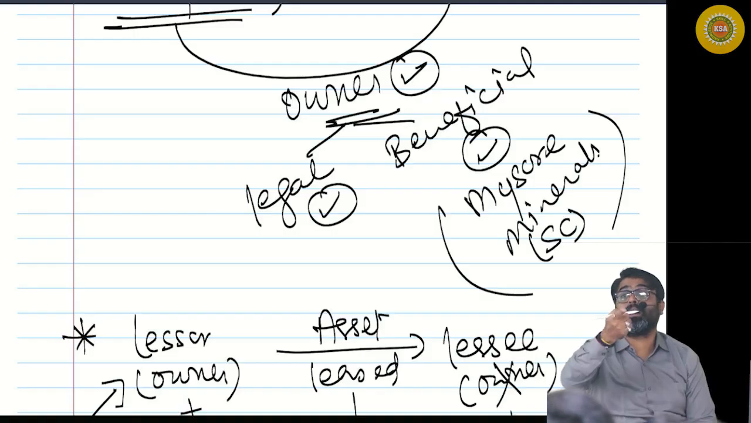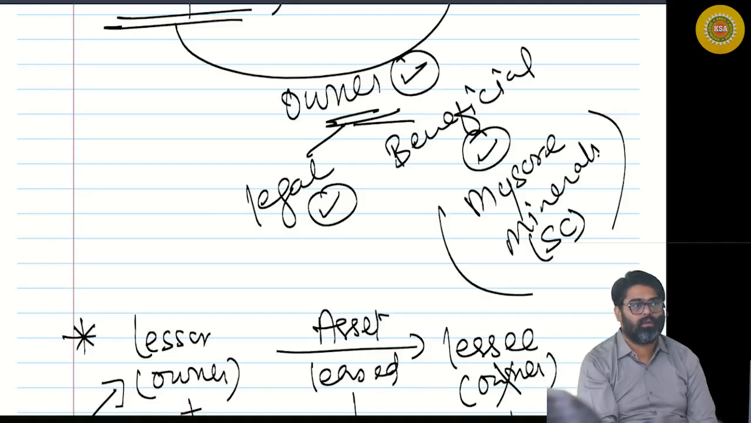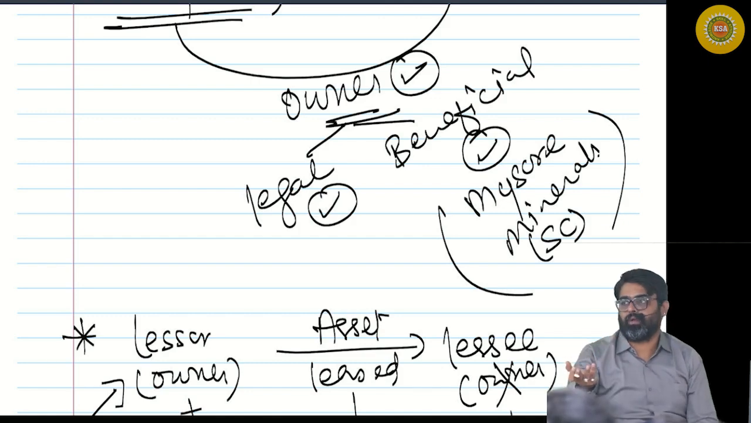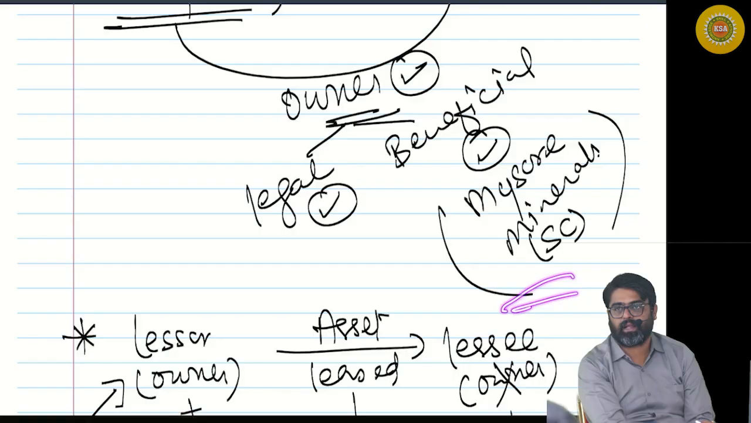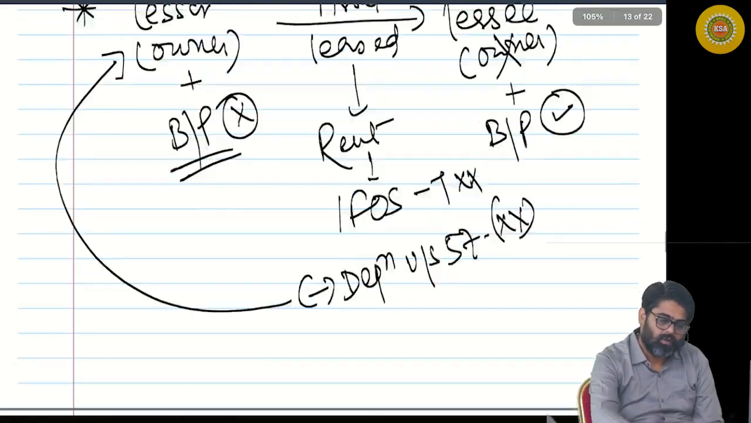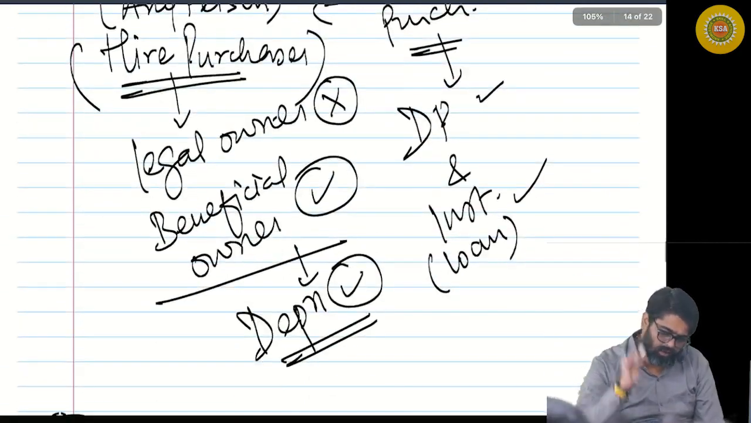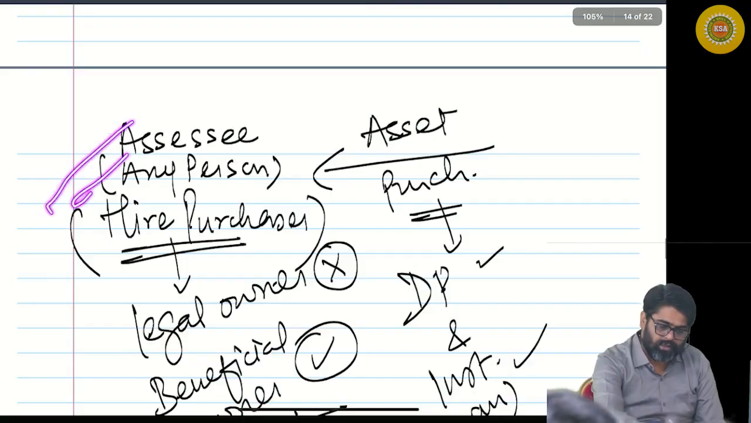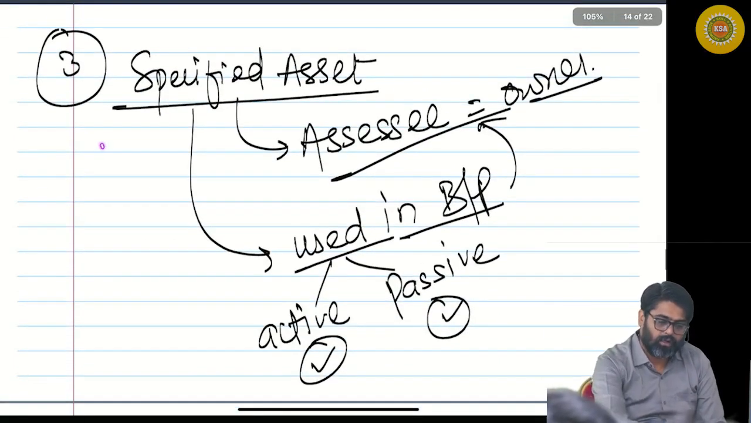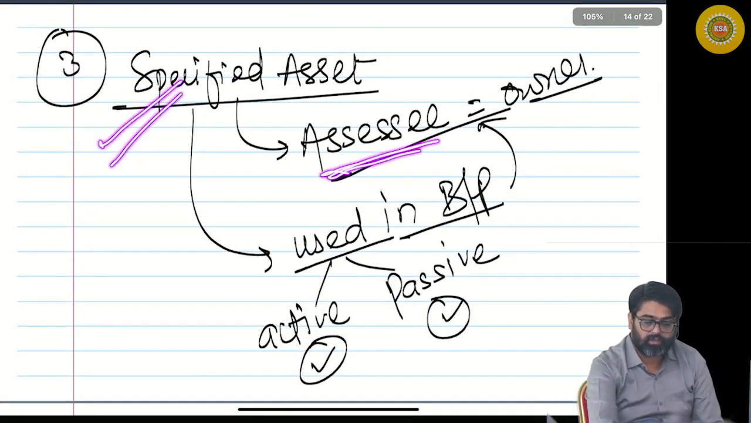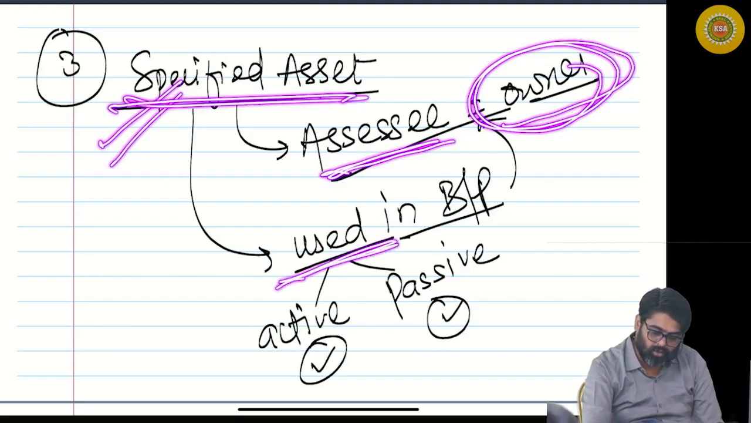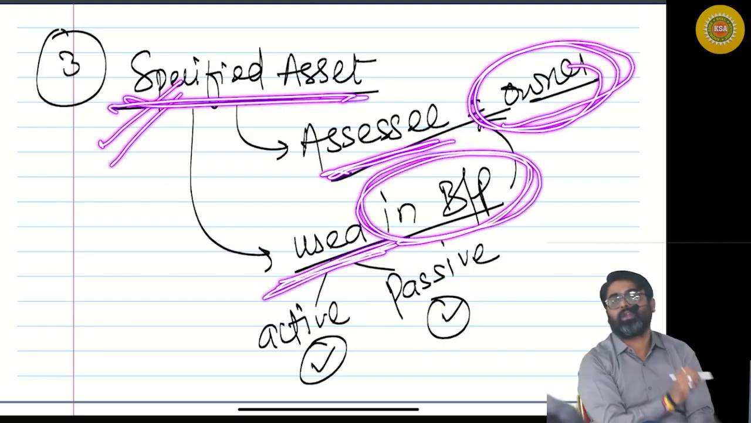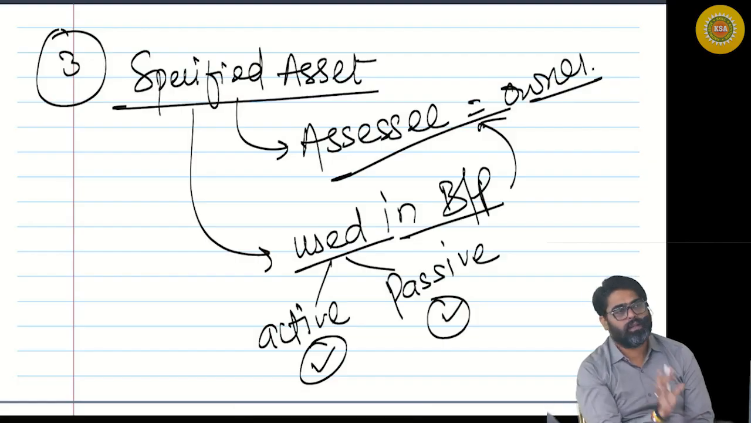The assessee should be the owner of that asset. What type of owner? Legal owner. And sometimes even if he is not the legal owner, he can be the beneficial owner and the depreciation can be allowed to him. Now, lessor and all these things are not that important. You just have to read it once, hire purchase and all. Okay. Now, specified asset, the assessee must be the owner. This specified asset must be used for business or profession to claim the depreciation.